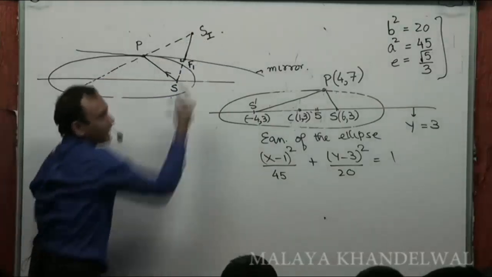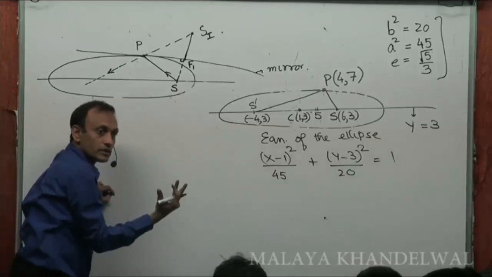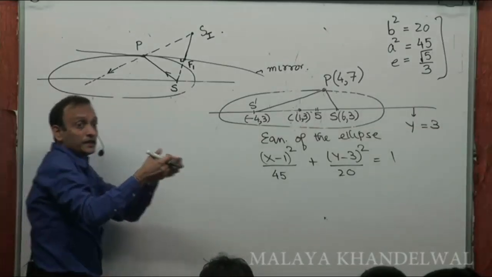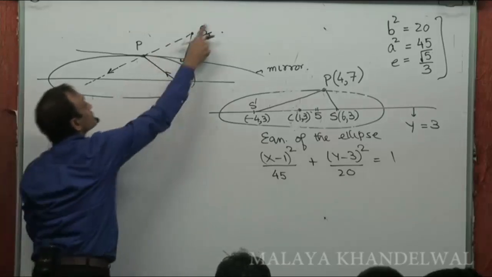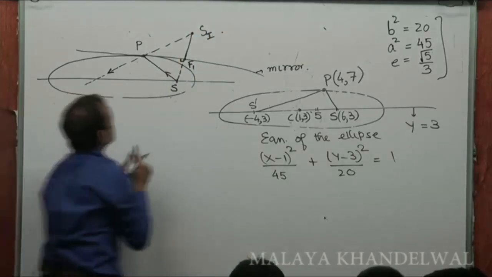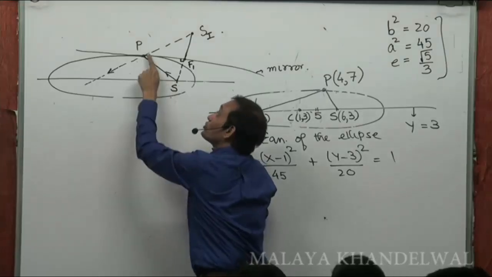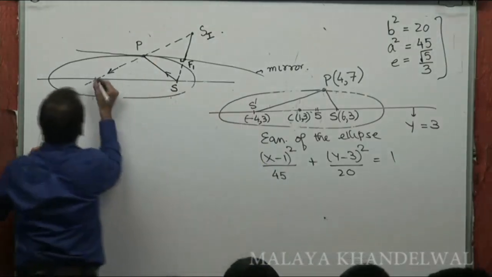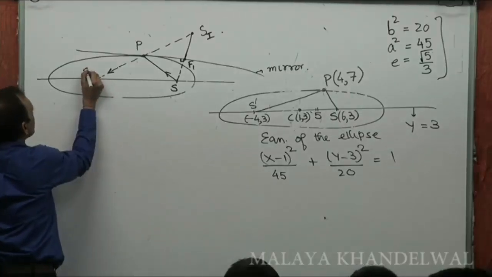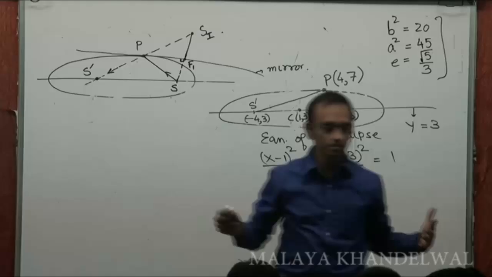It looks as if it's coming from the image SI. That's the definition of an image. The reflected rays either converge or appear to diverge from the image. So it seems like it's coming from SI. But if there is a ray of light incident on the mirror, then starting from the focus, after reflection it must pass through the other focus, S prime.